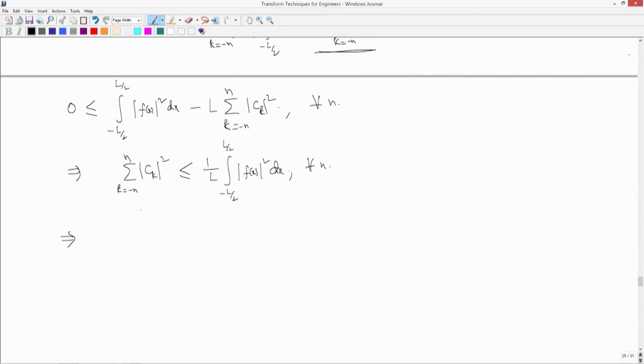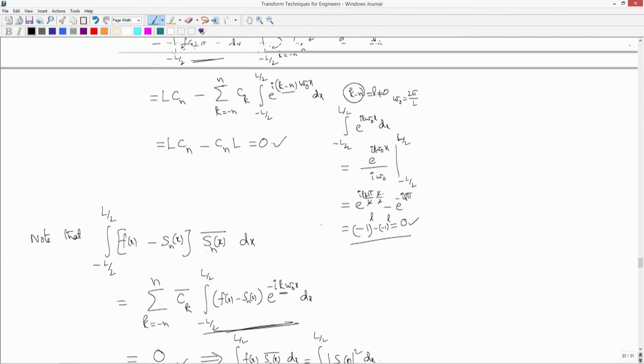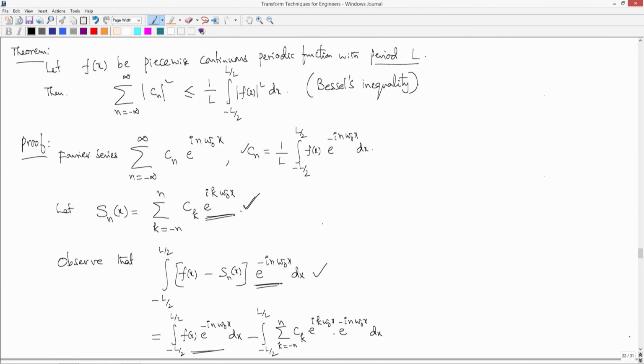Okay. So because this is true for every n, you can allow n to go to infinity. So you have, k from minus infinity to infinity, |c_k|^2 is less than or equal to 1 by L integral from minus L by 2 to L by 2 of |f(x)|^2 dx. So this is exactly what you want to prove, that is Bessel's inequality. Which you can see here, this is your Bessel's inequality.